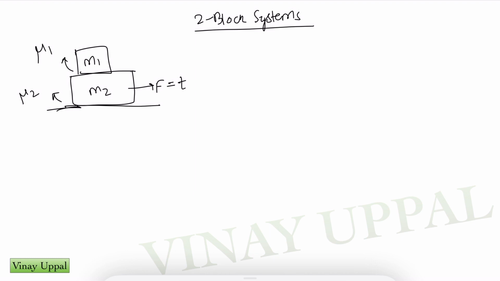So force is equal to time means at 1 second the force is 1 Newton, at 2 seconds the force is 2 Newtons, and so on. So they can ask you at what time do the two blocks start slipping on each other. So always draw the FBD of the block on which the external force is not acting, which is the upper block. So on the upper block, what is the maximum friction that can act? See, on M2, there's an external force trying to pull it to the right, so frictional force will act to the left.